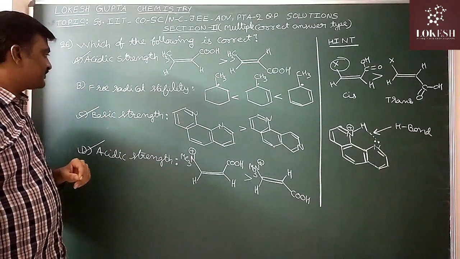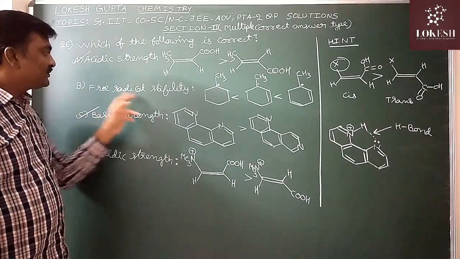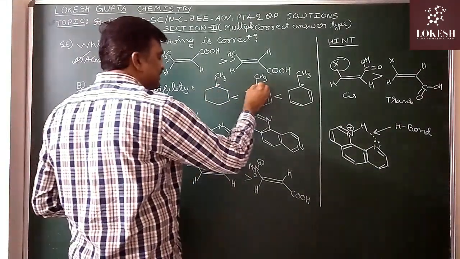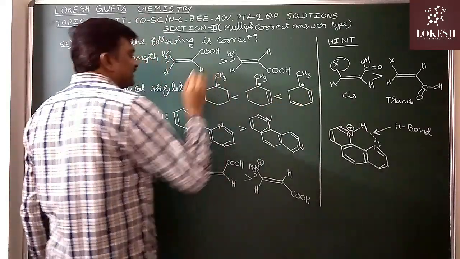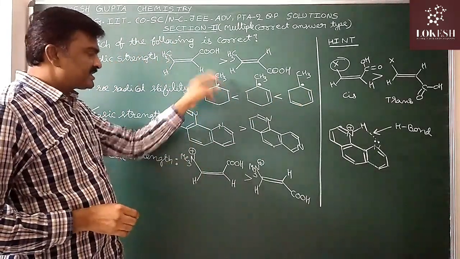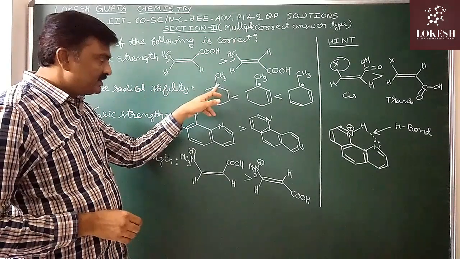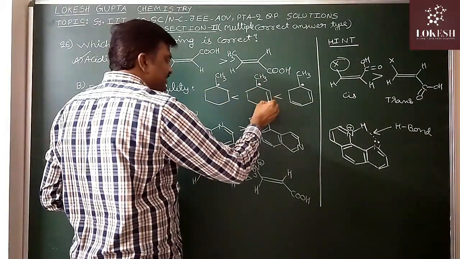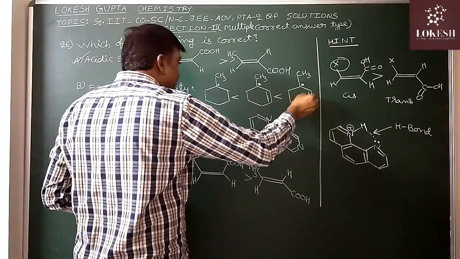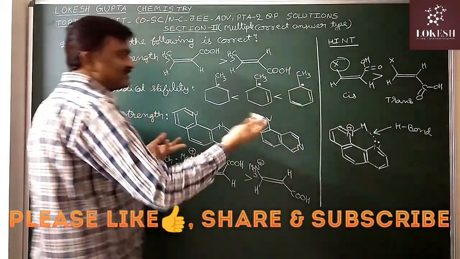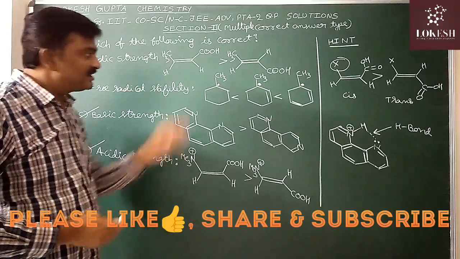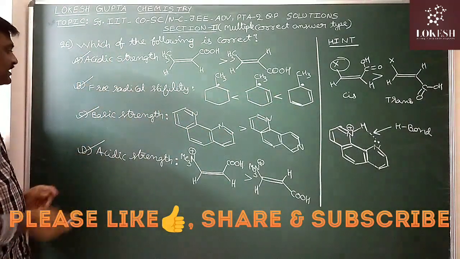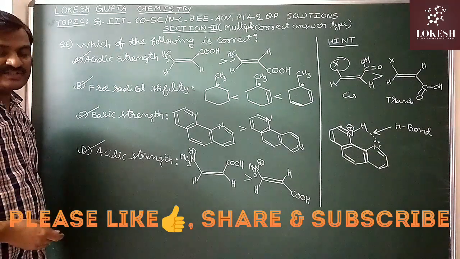Now come to the second option, the free radical stability order. In all these, what is the difference? Here, in this free radical, just an alkyl group is there. Here, when compared with this, there is conjugation with one double bond. Here, there is conjugation with two double bonds. So conjugation increases and stability increases. So this one is also correct. So the correct answer is A, B, C and D.